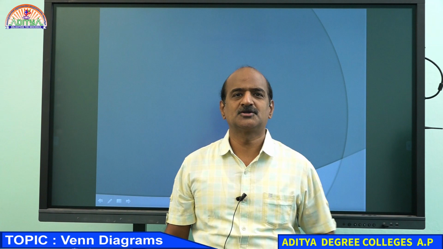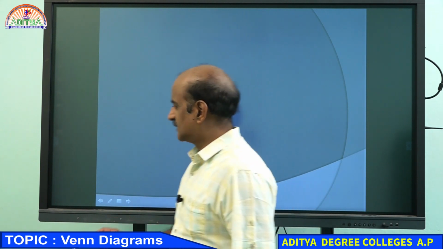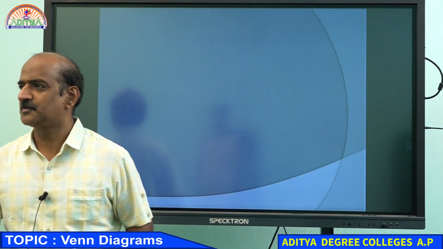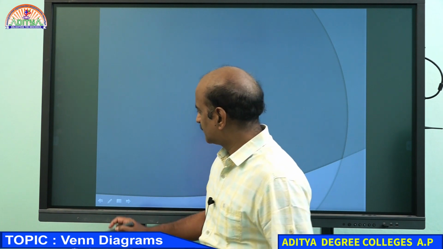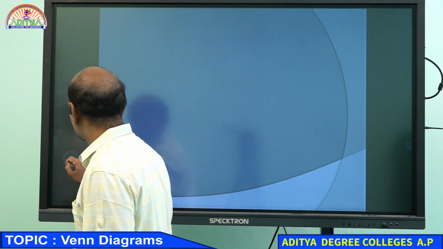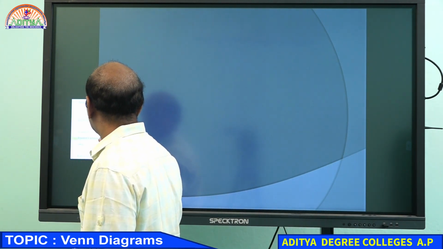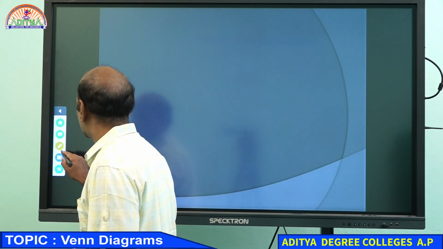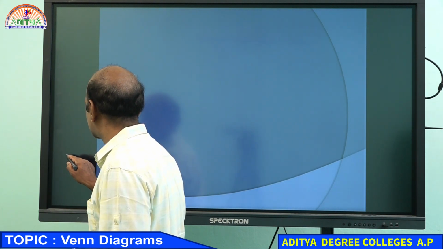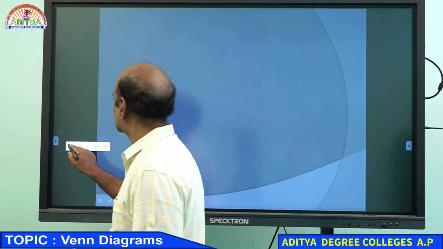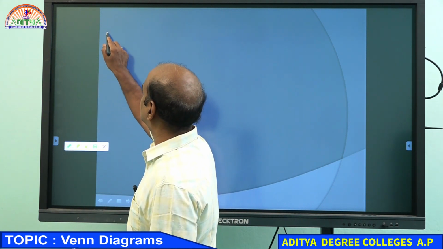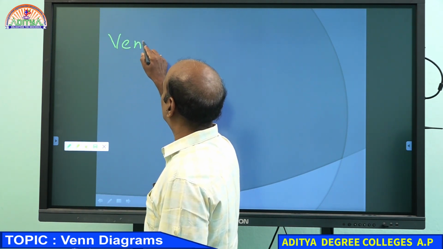Students, today we are about to discuss a very simple and very important topic. It is very simple, but in fact a very scoring area: logical Venn diagrams. So today we discuss Venn diagrams.